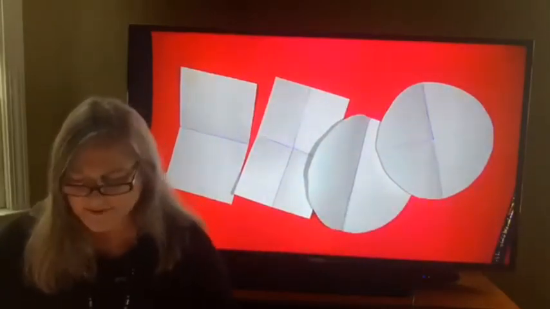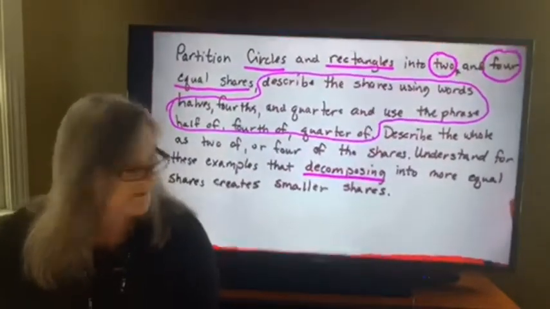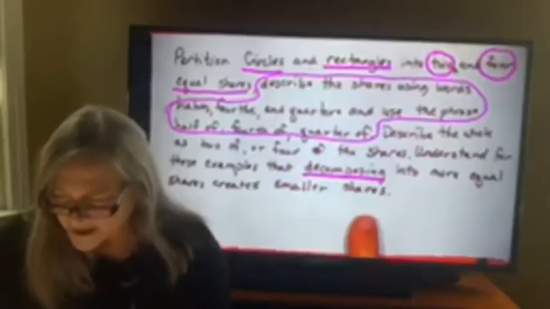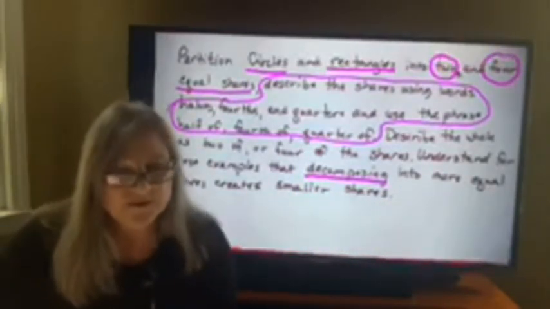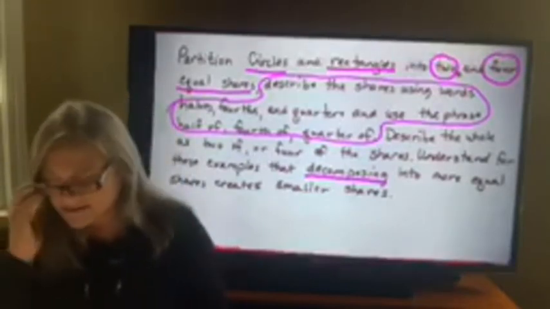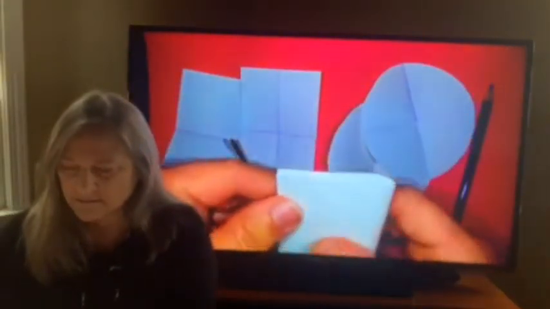Now, the last part of our standard is to understand for these examples that decomposing into more equal shares creates smaller shares. When we take these wholes, which in this case were our rectangles or circles, what we want our students to understand is that if you have a whole, any shaped whole, and we split it into 2 equal parts, there are our 2 equal parts. So this is one of those 2 equal parts.